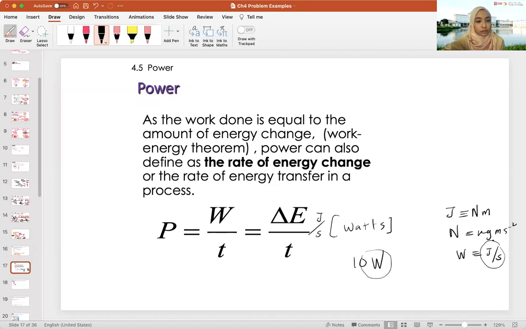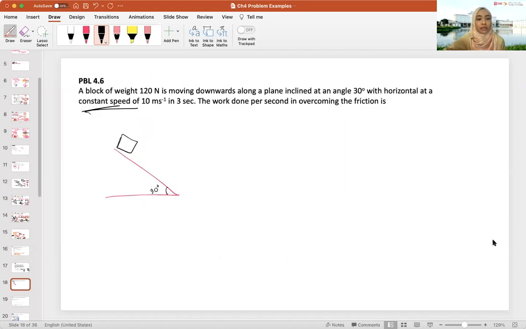If it helps you to remember better, you can use it. Okay, so that is your definition for power. It is pretty easy, there is nothing tricky about it. So let's do this equation. Here is a question about power, the work done per second.